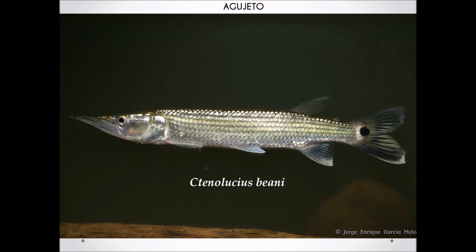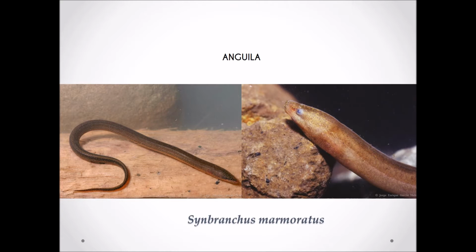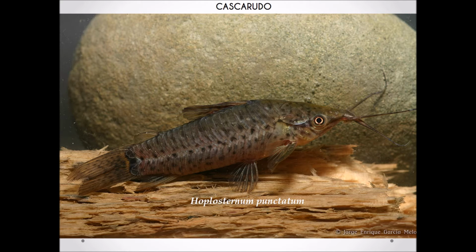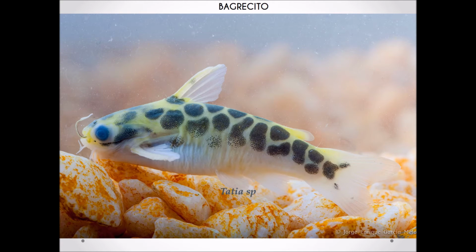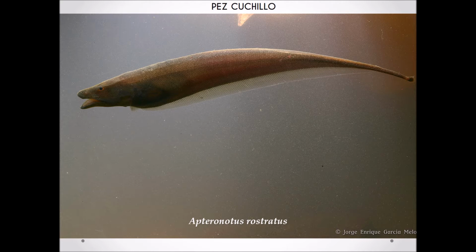So, having lots of species and individuals in really low space gives us a high diversity of freshwater fish. Here we can see some examples: the agujeto, Ptenoloceus beani, the anguilla, Cymbrancus marmoratus, the cascarudo, Oplosternum punctatum, the cucha, Ancistrus pijao, the bagrecito, Tatia sp, the pez cuchillo or knife fish, Apteronotus rostratus, among others.